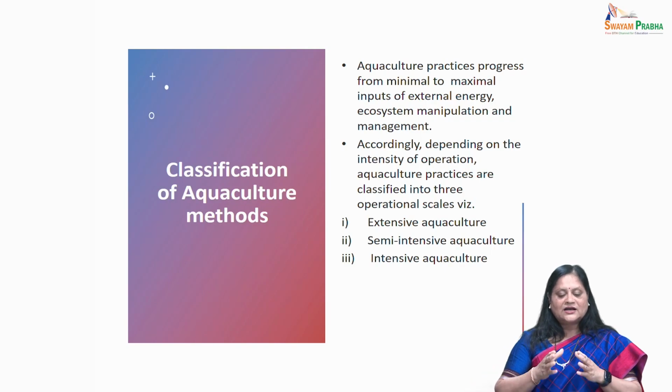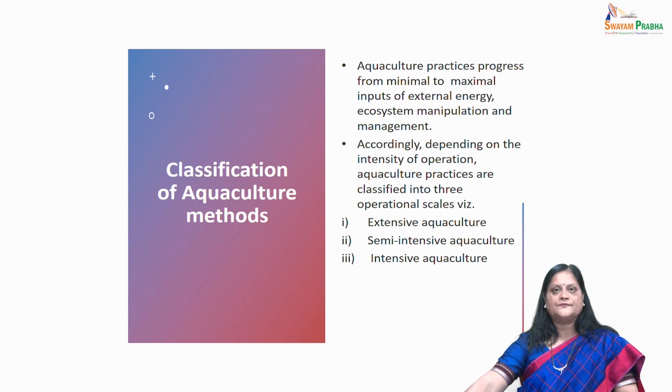Let us see the classification of aquaculture methods. Aquaculture practices progress from minimal to maximal inputs of external energy, ecosystem manipulation and management. Accordingly, depending on the intensity of operation, aquaculture practice is classified into 3 operational scales, for example, extensive aquaculture, semi-intensive aquaculture and intensive aquaculture.